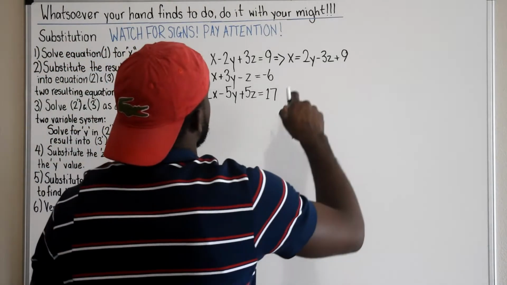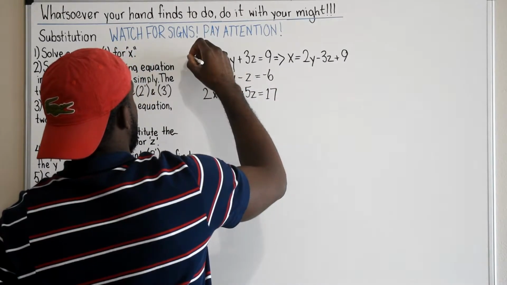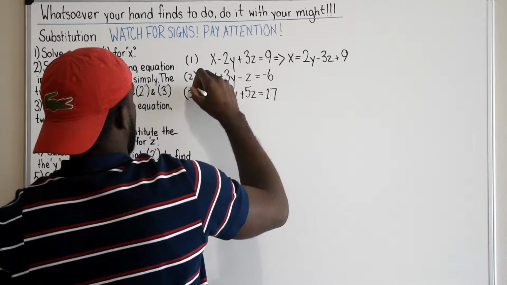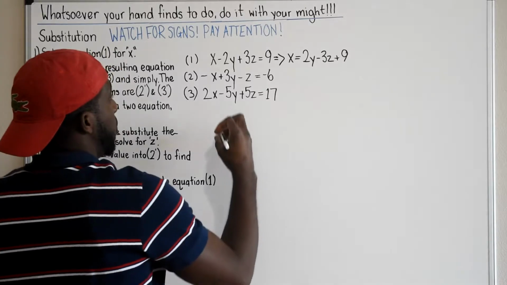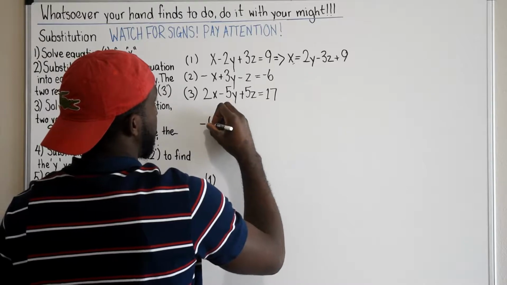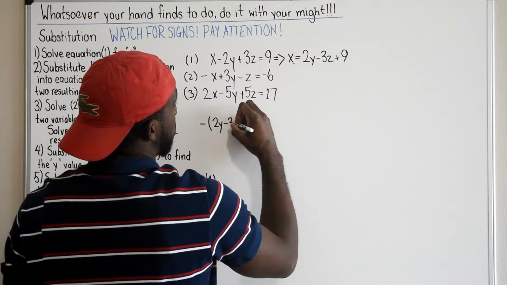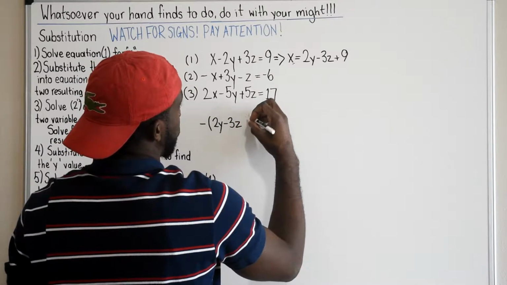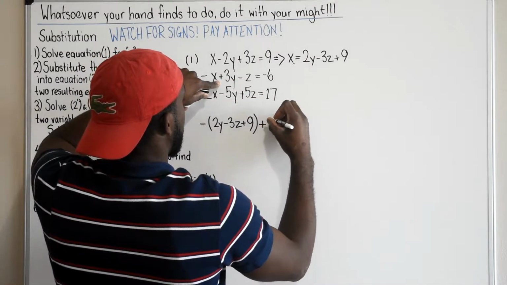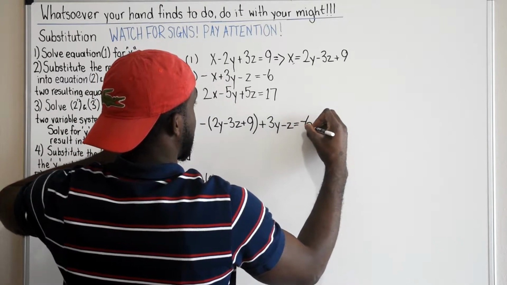Okay. So I'm going to take this right here and I'm going to substitute it into equation 2. Let me number these right quick. This is 1, 2, and 3. Okay. So I'm taking this right here. So I'm going to have negative (2y minus 3z plus 9) plus 3y minus z equals negative 6.